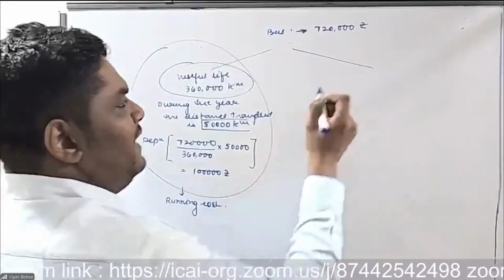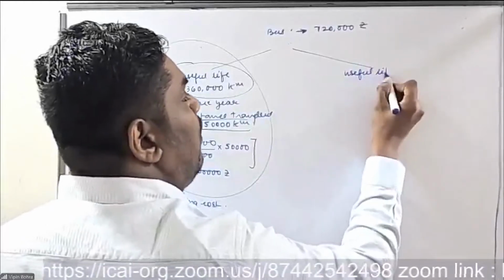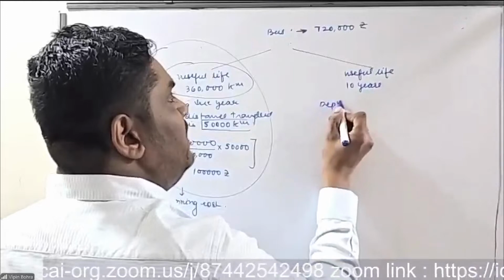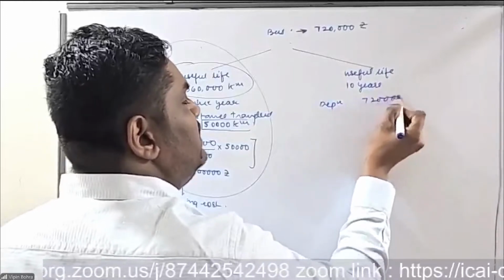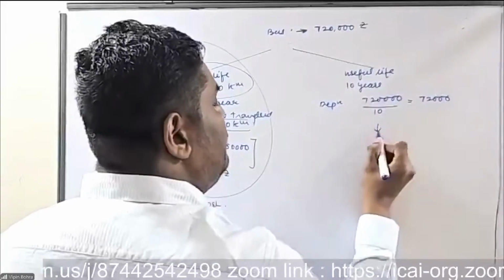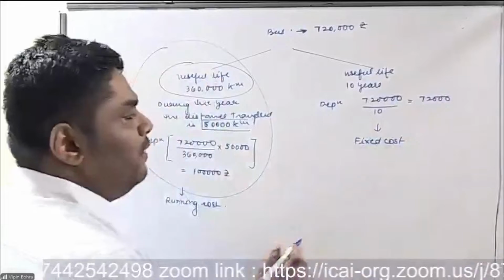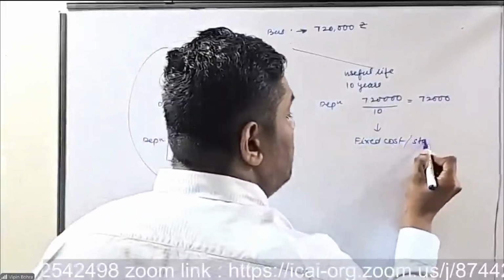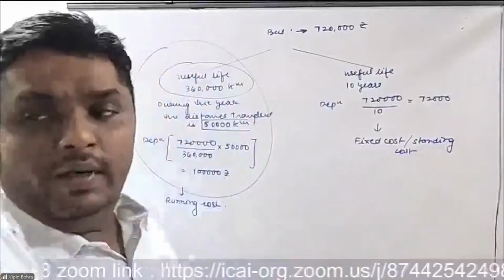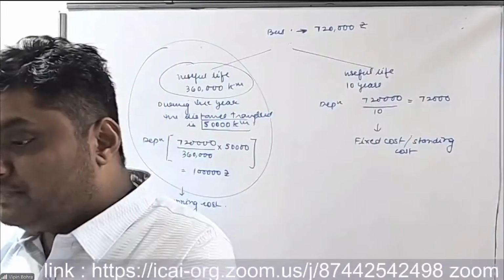But let's say the useful life is given in years. Let's say 10 years. So my depreciation will be how much? 7,20,000 divided by 10 years. So 72,000. So herein it will form part of fixed cost. It will form part of fixed or standing cost.